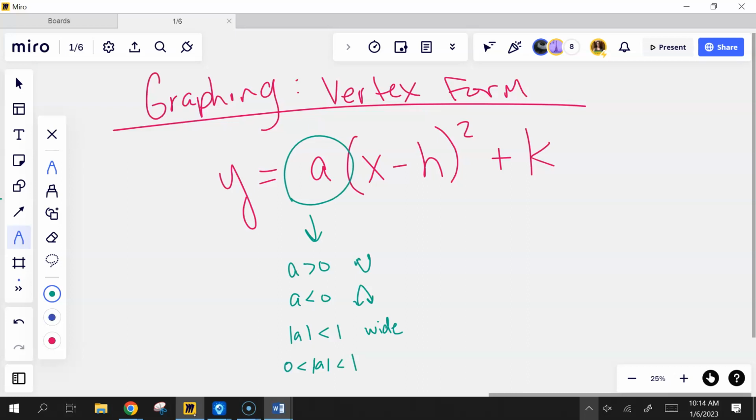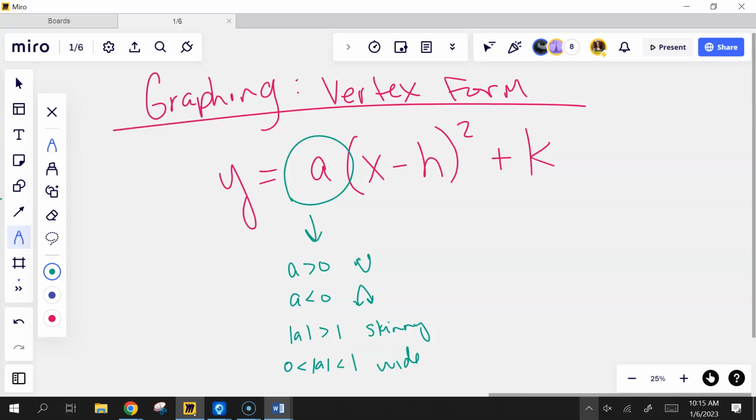No, I got that backwards, didn't I? Wait, don't write that yet. This is greater. This is greater, this is skinnier. This is wide. Sorry. Why you should always write in pencil. If the absolute value, the bigger A gets, the skinnier the graph gets. The smaller A gets, the wider the graph gets.